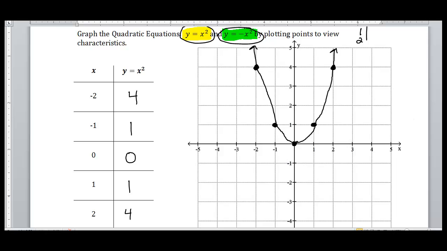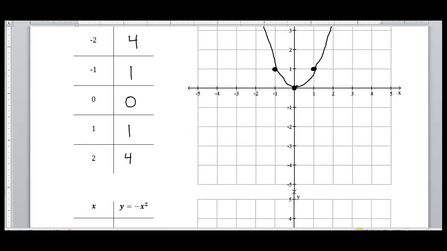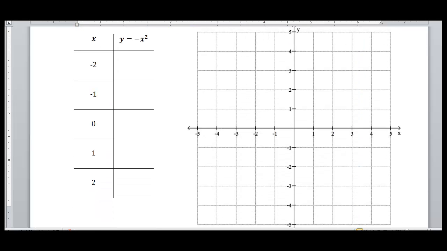All right, I'm going to do the same thing for y equals negative x squared. I already have a chart picked. I chose my x values to be -2, -1, 0, 1, and 2. And this time, remember, we have the equation y equals negative x squared. So I do the opposite of x squared. I square it, right? So I take -2 and square it, which gives me a 4. But I have that negative on the outside, so it's actually going to be a -4.